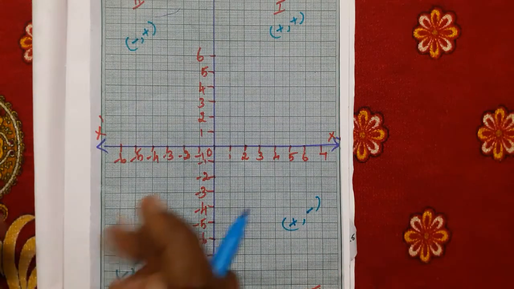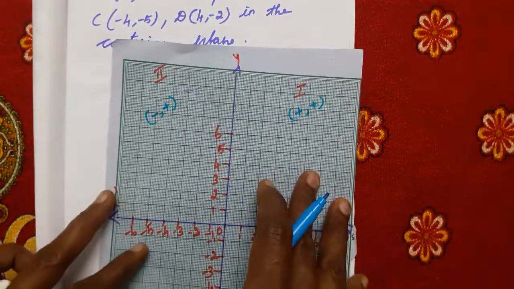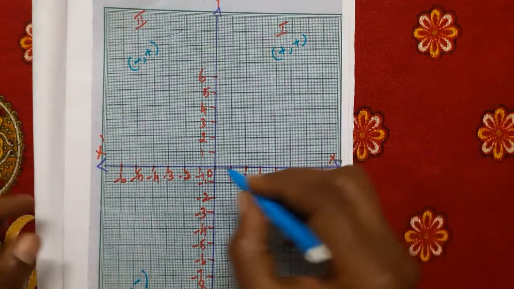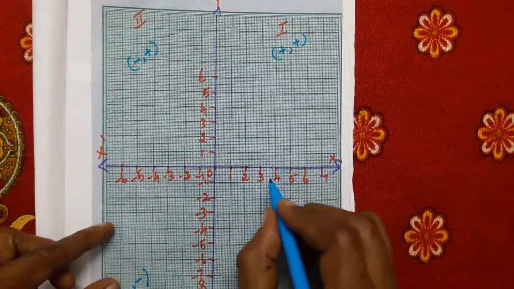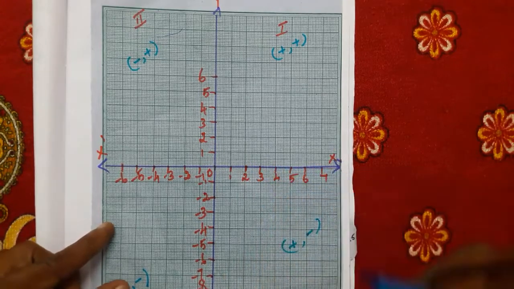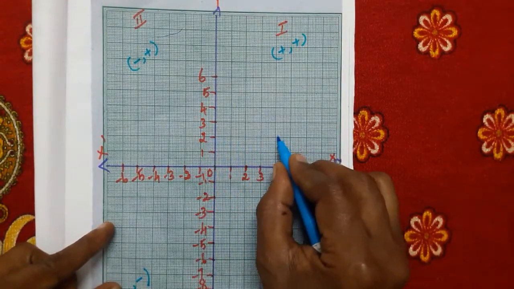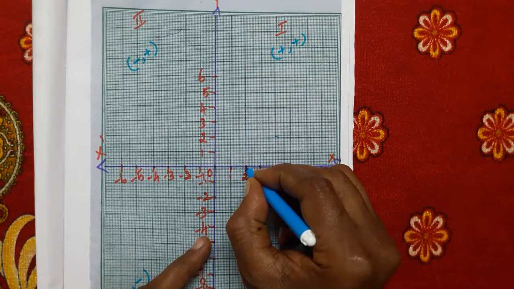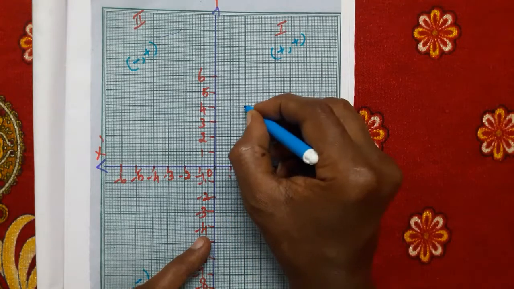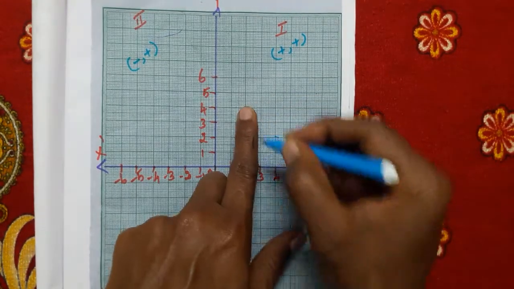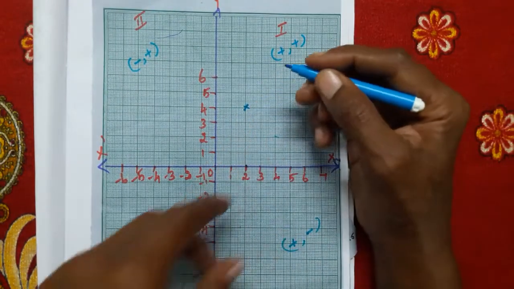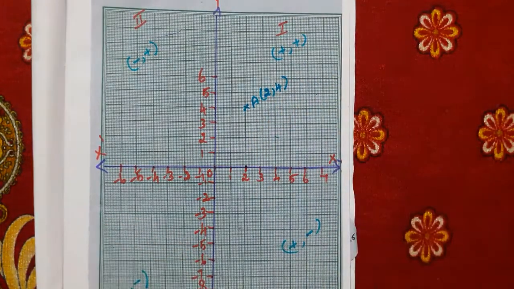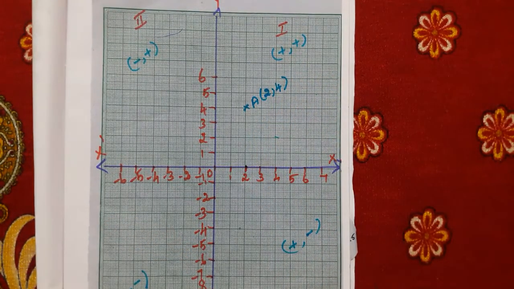Next, we have to plot the points. Which point do we have to plot? A (2, 4). Both are positive. First, you have to see the x coordinate only. Many of them plot it wrongly. (2, 4) means x coordinate 2, y coordinate 4. First select the x coordinate. This one is A (2, 4). Okay, A (2, 4). Next question.